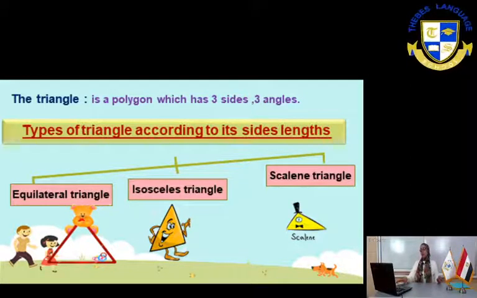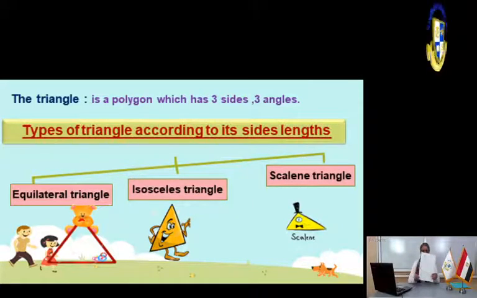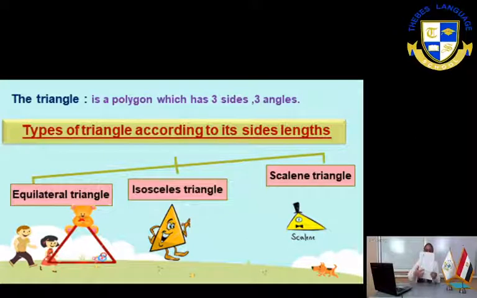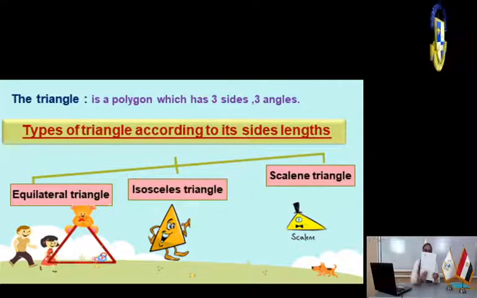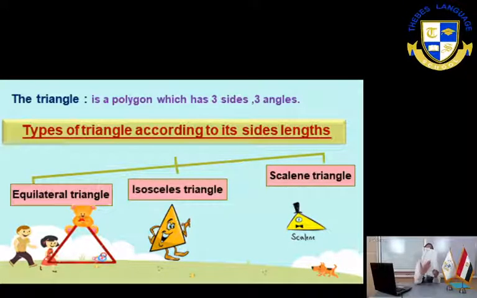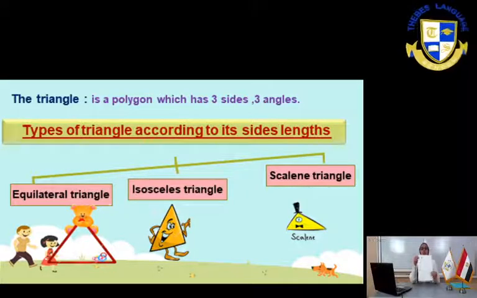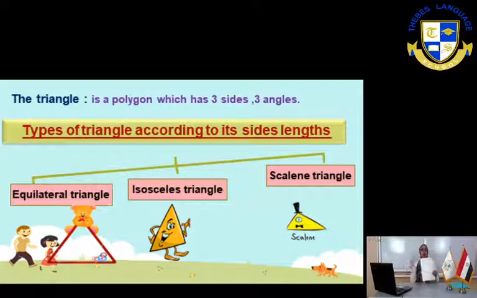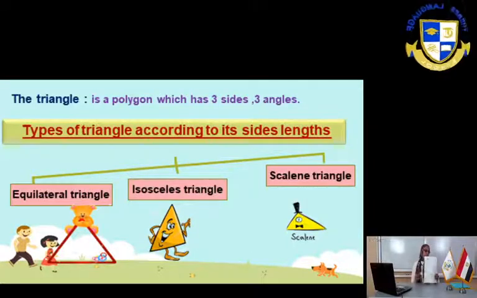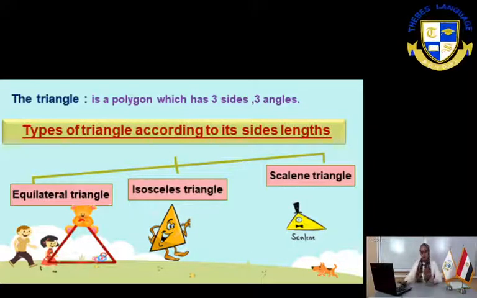The third type of triangle, as we see now, if we have the 3 sides different in length. This 3 centimeters and that 4 centimeters and that 6 centimeters. All of them are different. So the type of this triangle will be scalene triangle. This is the type of the triangle according to its sides. Okay, next slide.